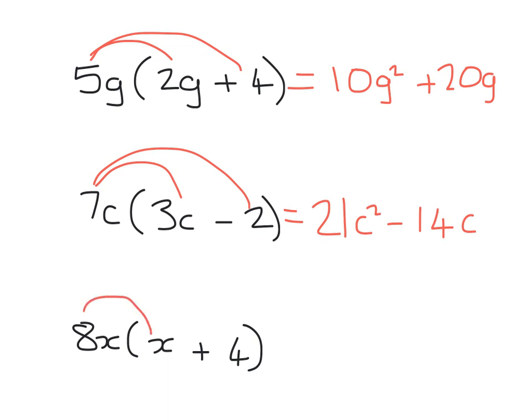We've got 8x multiplied by x. Now remember, in front of that x, we can put number 1 if we need to help us. So we've got 8 multiplied by 1, which is 8. And then x multiplied by x is x squared. And 8x multiplied by 4 will give us plus 32x.